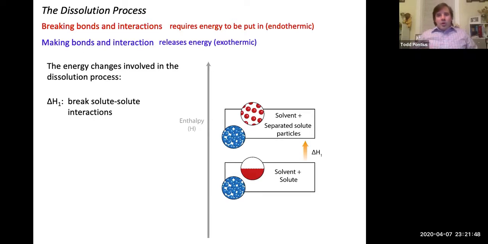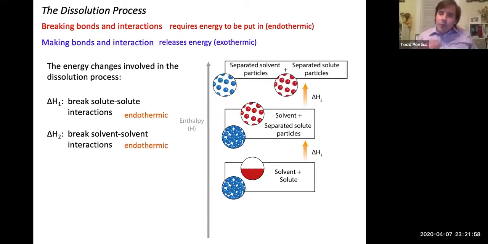So we have our solute and we're breaking it apart into their respective particles. We also need to do the same thing with our solvent. So both of these processes are endothermic. It takes energy to break apart our solute. It takes energy to break apart our solvent. Then, like I said before, comes the payoff stage.